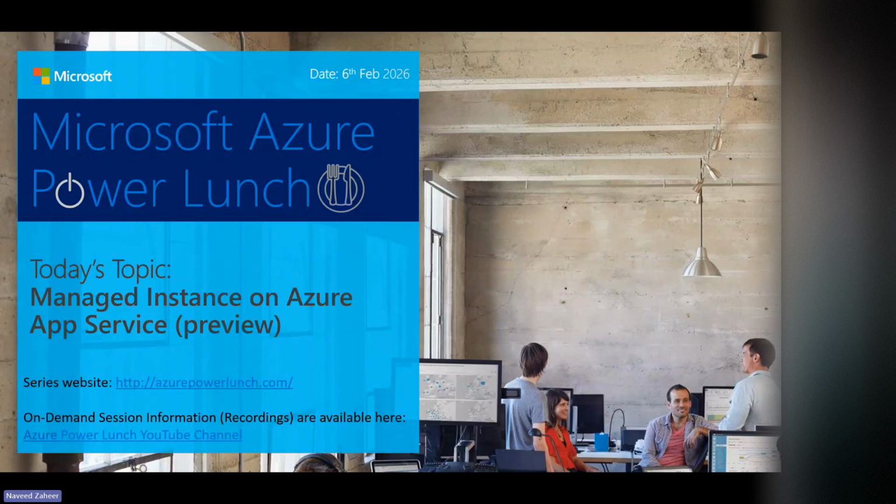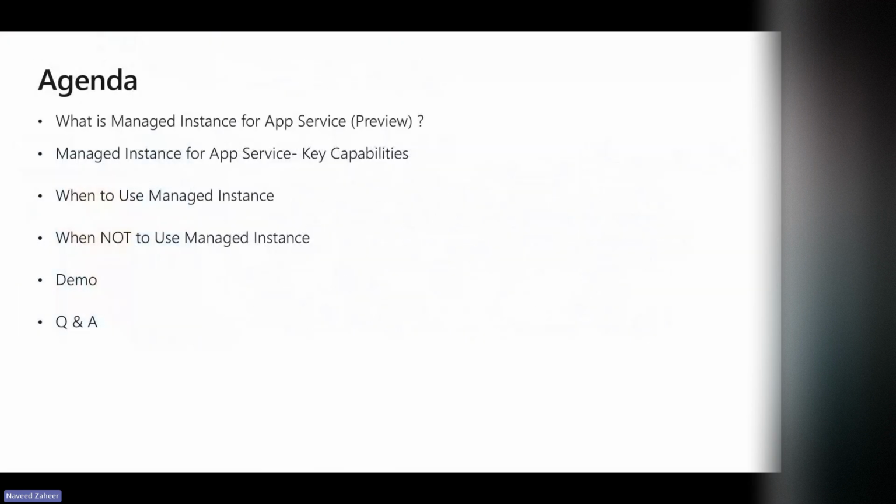Today, we are going to be talking about managed instance on Azure App Service. This feature was announced in public preview around Ignite, and it's available in certain regions. So we are going to talk about what that brings to the table, just like as always. What is managed instance? What are some of the key capabilities? A demo, when to use it, when not to use it.